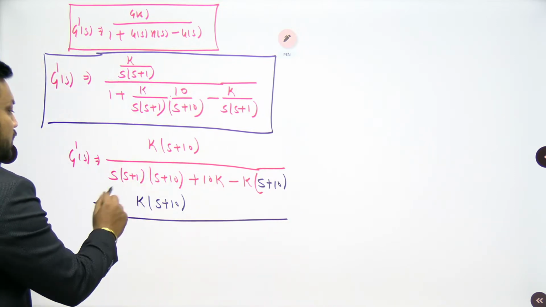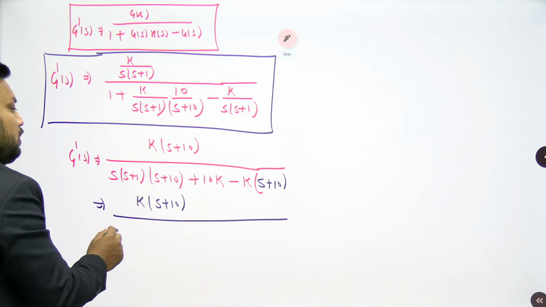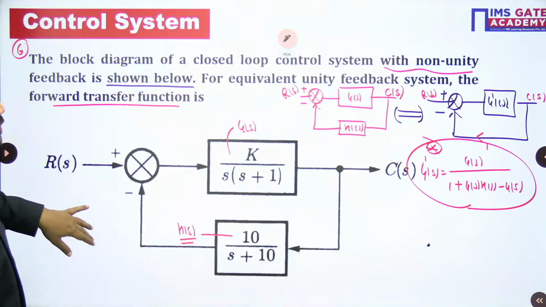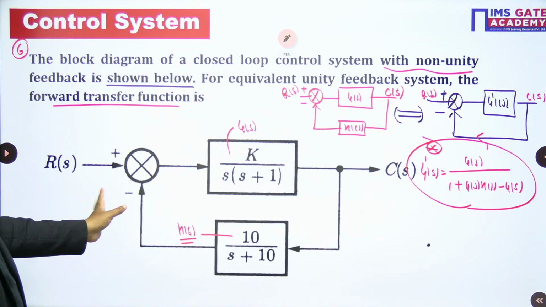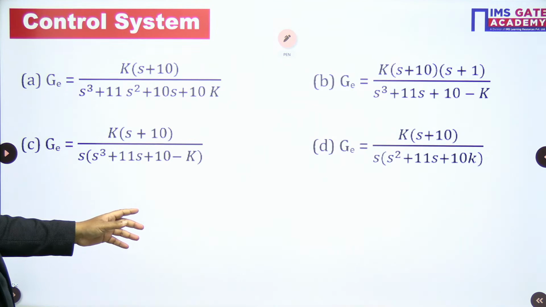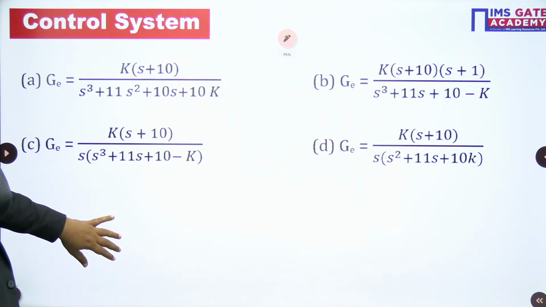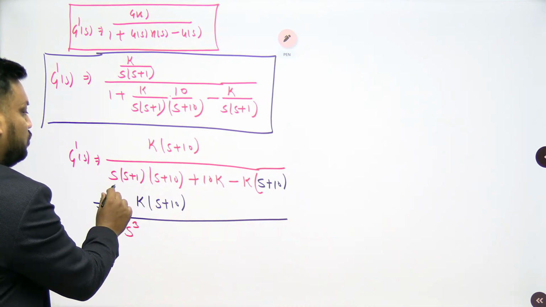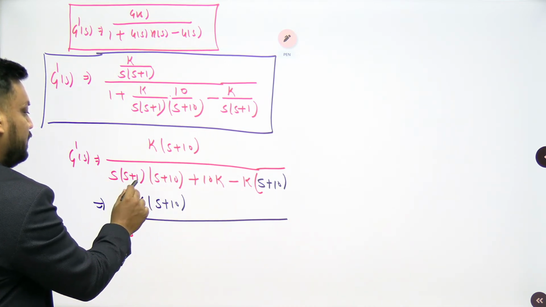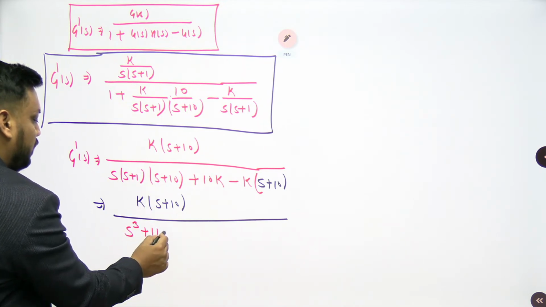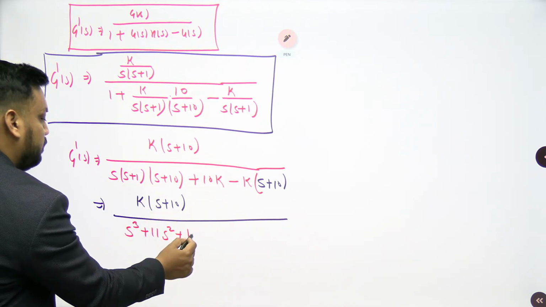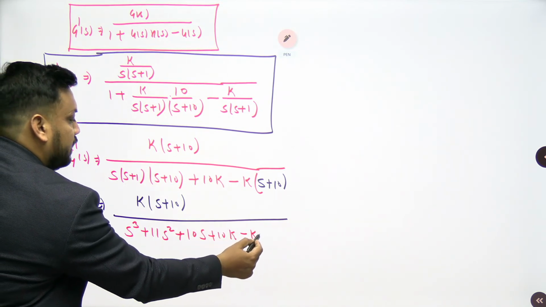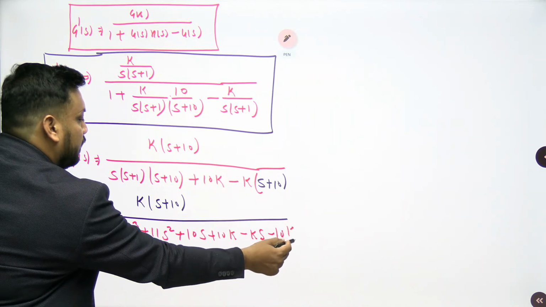And the complete denominator, when you simplify, guys, you can even multiply also. So what you will get? You will get s square and s, so it will be s cube. Now you should check the options, whether in the options it is multiplied or not. I think it is multiplied in the options. Yes. So we'll also multiply it, no problem. So s cube. Now 10 s, and 1 s, 11 s square, plus 10 s, and plus 10K minus K s minus K 10.